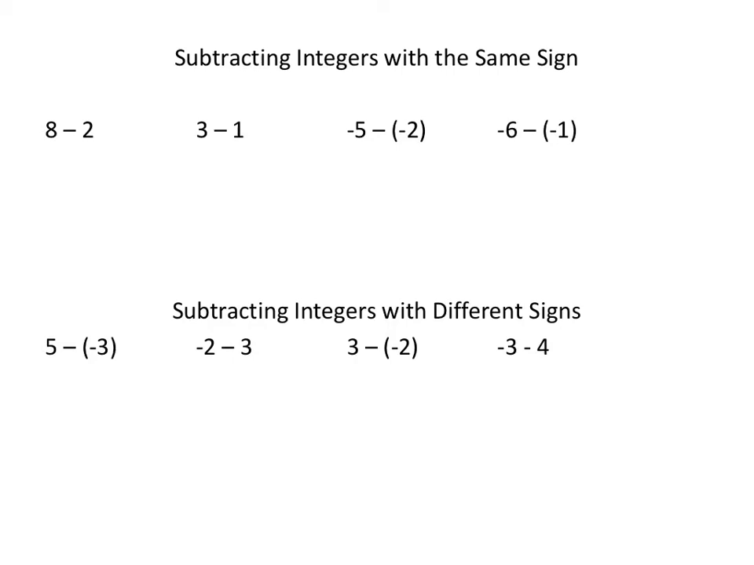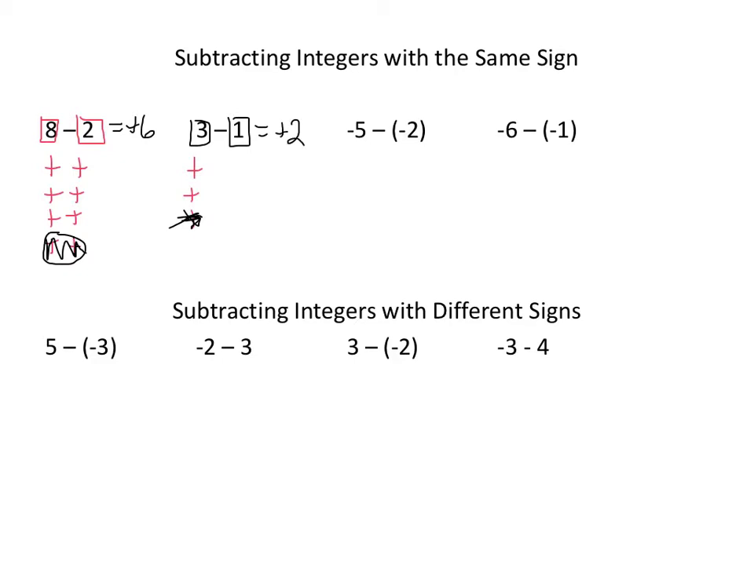So if I have 8, this is really a positive 8 and a positive 2. So if I have 8 positives, and I come away and I take away 2 of them, I am now left with positive 6. Here I have positive 3 and I'm taking away 1 positive. So positive 3, I come and take one of them away, I'm left with 2 positives.